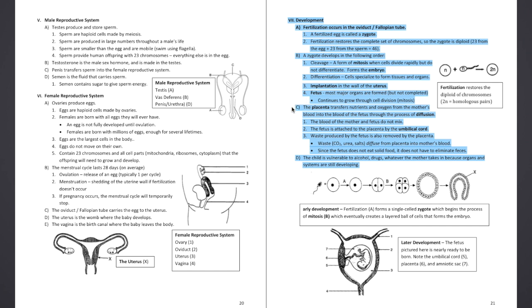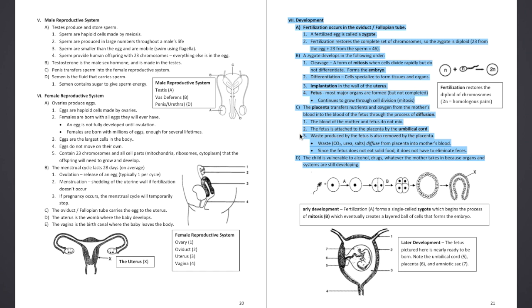C. The placenta transfers nutrients and oxygen from the mother's blood into the blood of the fetus through the process of diffusion. 1. The blood of the mother and fetus do not mix. 2. The fetus is attached to the placenta by the umbilical cord.